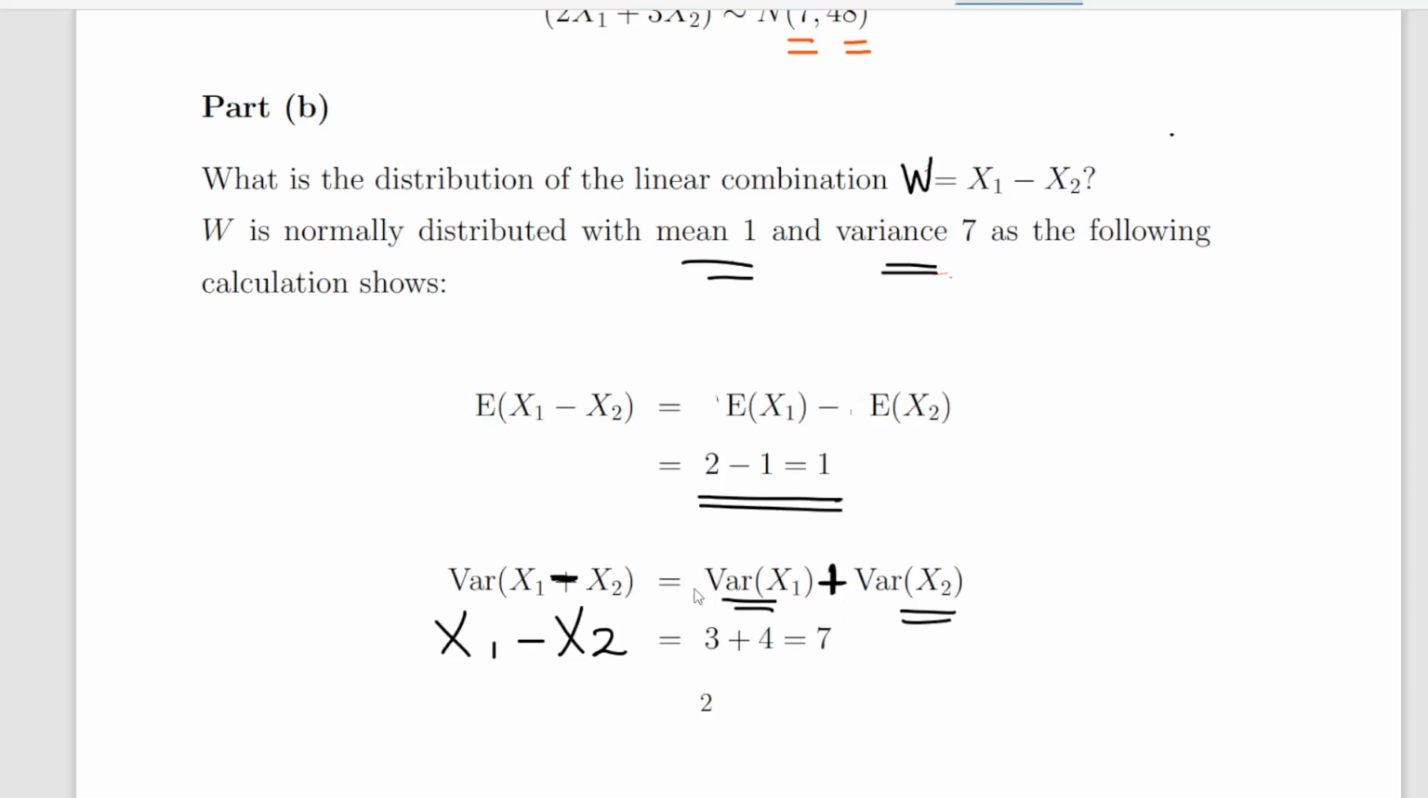Now a squared is 1, and minus b, when we square it, is also 1. Essentially minus 1 squared is just 1, so that's how it ends up as a plus. So the variance of x1 plus the variance of x2, 3 plus 4, is equal to 7. Okay, we'll leave it there.